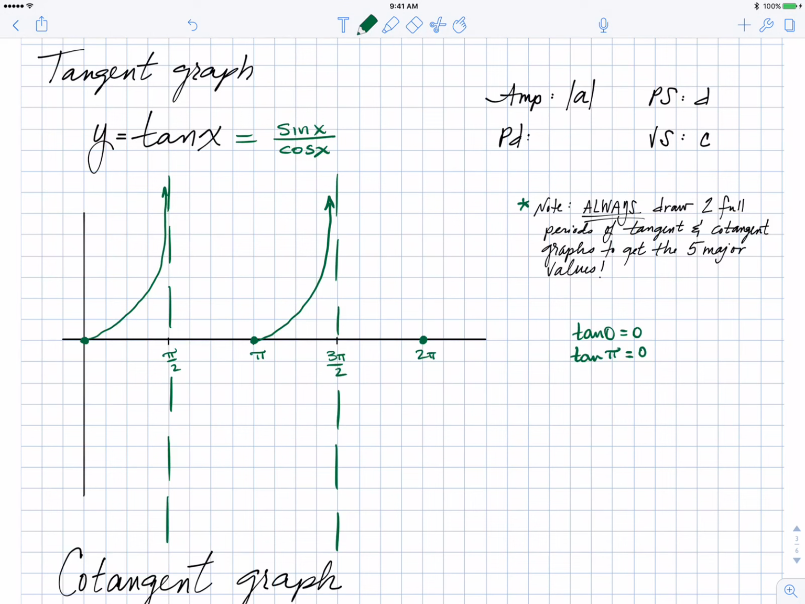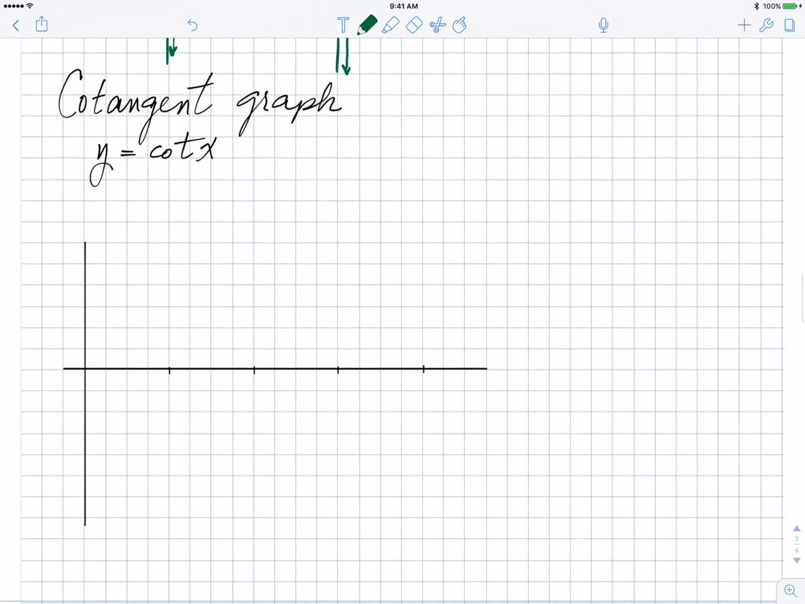Now let's talk about the rest of the graph. Starting at the asymptote pi over 2, this is going to come up and meet the x-axis. And since that's the last part of the first period, I need to draw the last part of the second period. So the last part of the second period looks exactly the same. And this is the parent tangent. Let's go do the exact same thing for the parent cotangent.